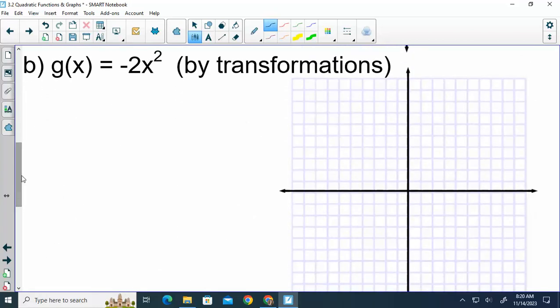Let's say I give you this one. We could do transformations on this problem. If I'm going to do transformations, what do we have to plot first? Parent function. 0 squared is 0. 1 squared is 1. 2 squared is 4. 3 squared is 9 if you want that many. Negative 1, 1. Negative 2, 4. Negative 3, 9.